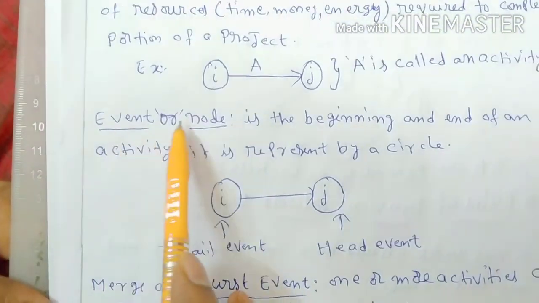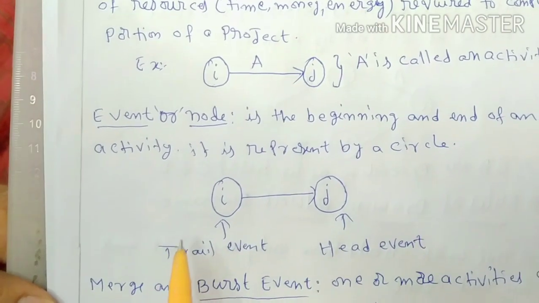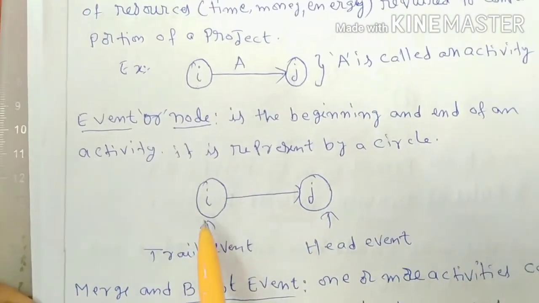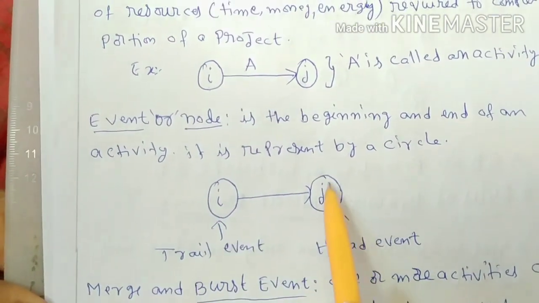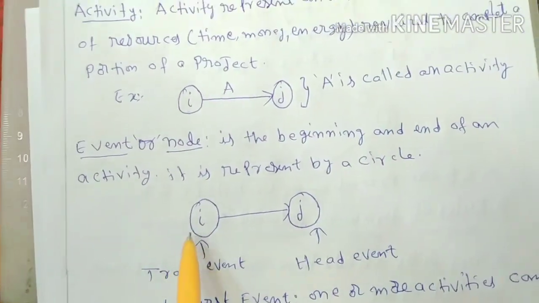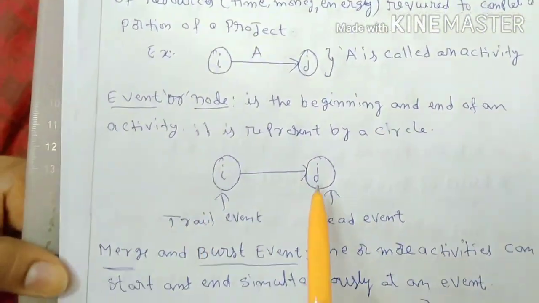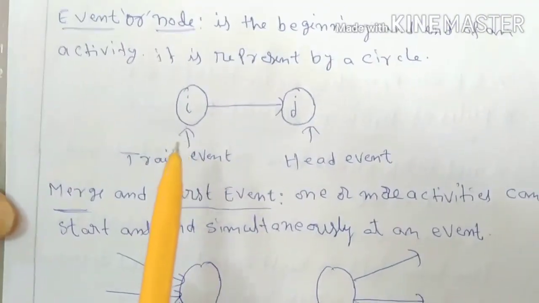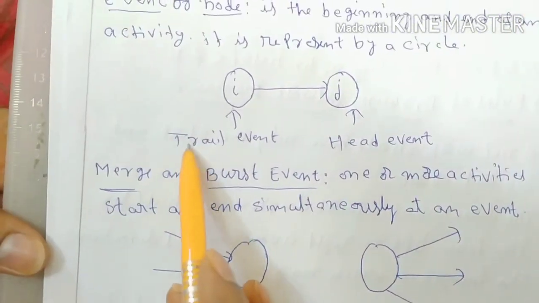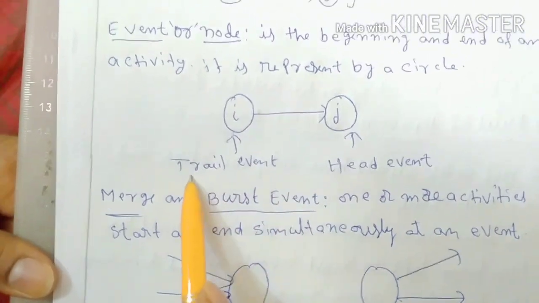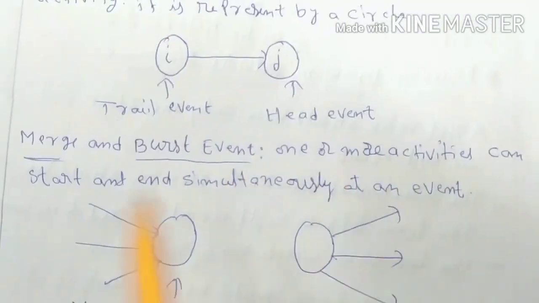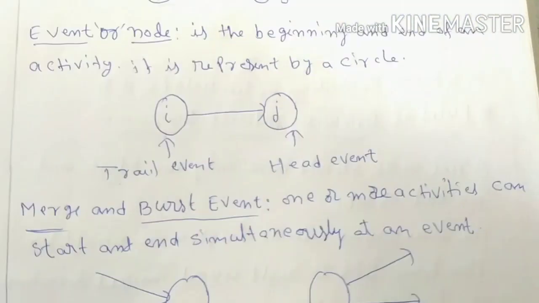Next, event or node. Event or node means the circle. Each circle, this is I, is an event or node. J is there, this is also an event or node. That means the starting point or ending point of an activity is called the event or node. The starting point is called the tail event and the ending point is called the head event.